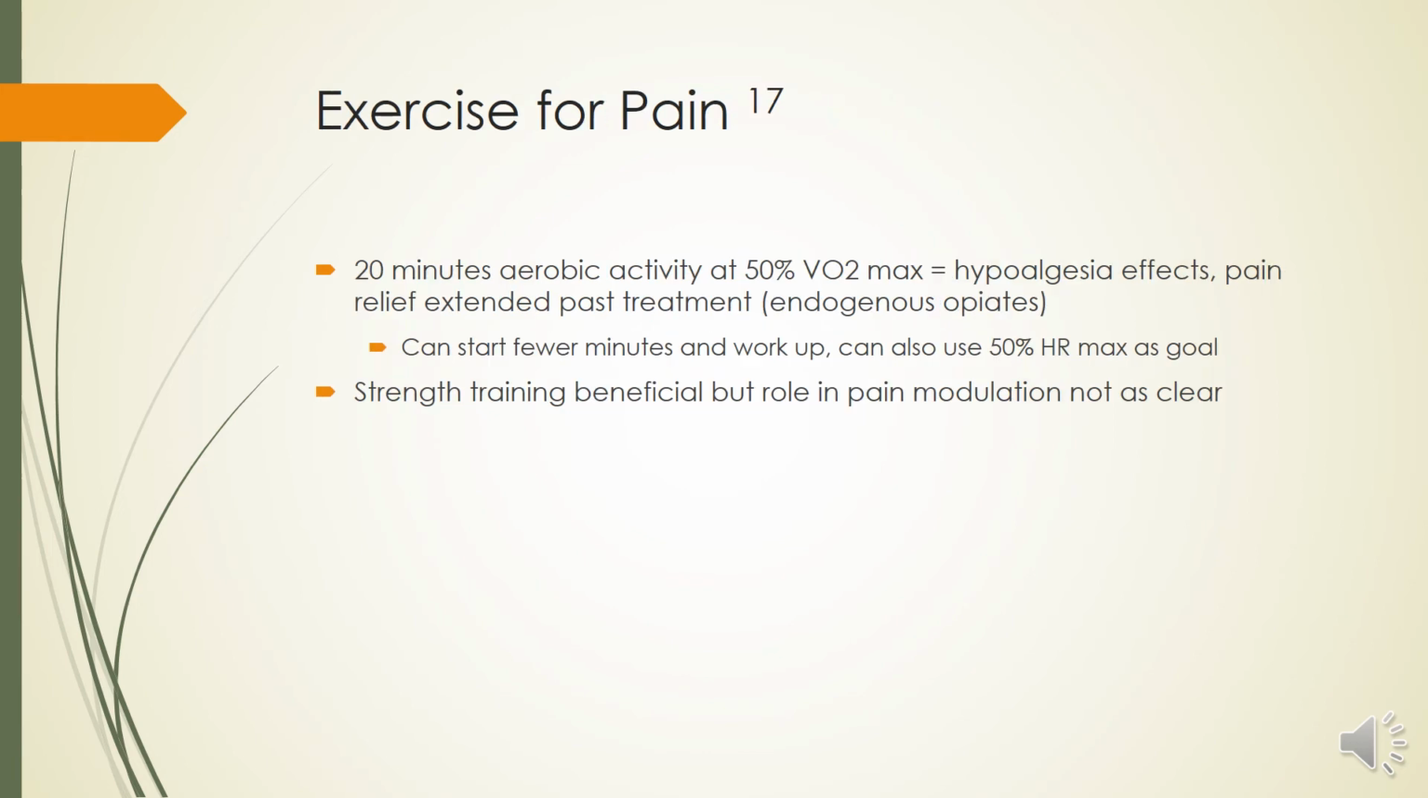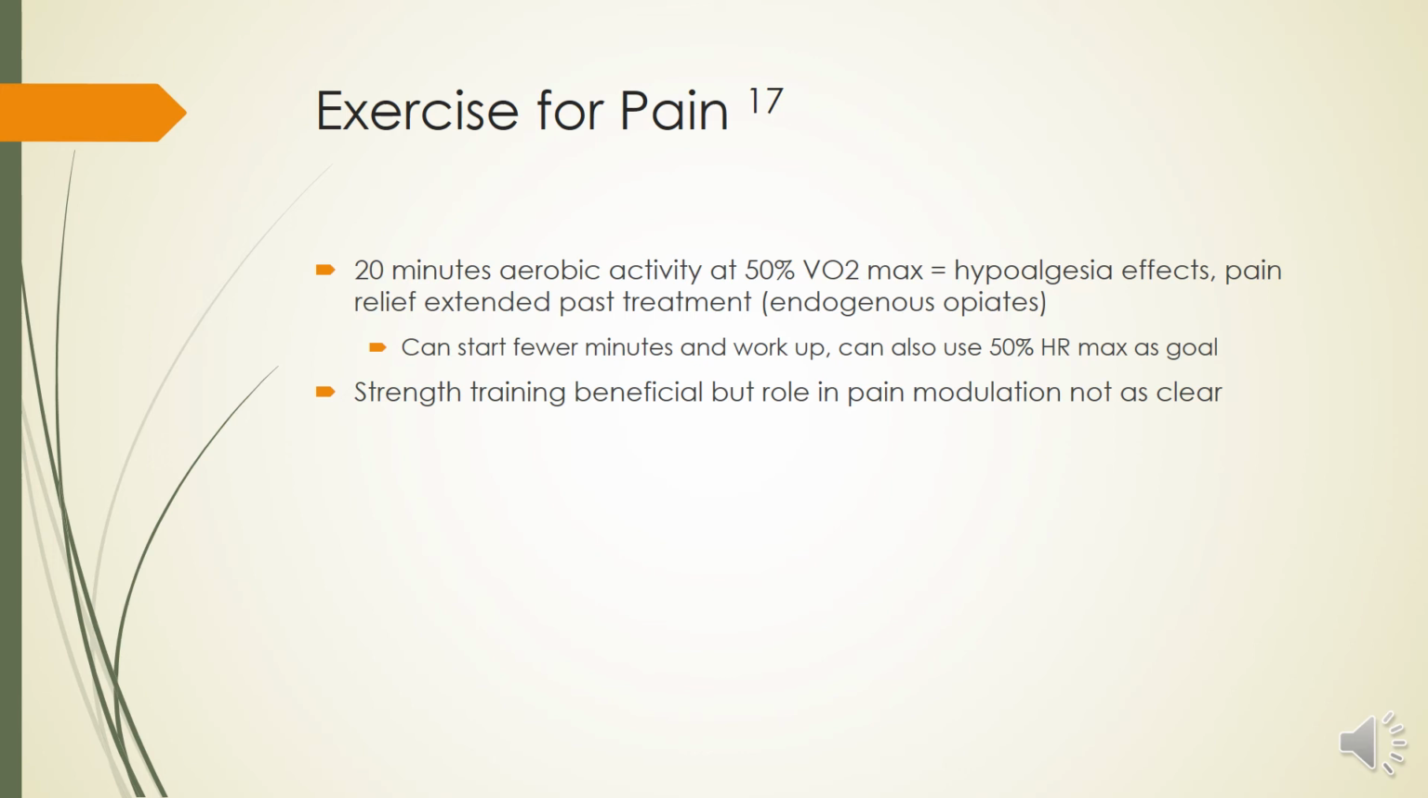So I could do a whole separate presentation on multiple studies and the benefits of exercise for pain, but I want to keep it simple for this presentation. Huge amounts of evidence on the benefits of exercise for pain. Our take-home message to you, and what you'll hear in the pain science discussions at like CSM or through the pain science literature, is that 20 minutes of aerobic activity at 50% VO2 max is going to give you pain reduction. And the pain relief extends beyond the treatment time.